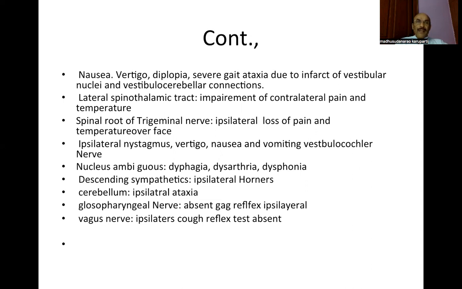These are the various manifestations of lateral medullary syndrome, and the underlying lesion and the mechanism of these manifestations are described in this pathophysiology of the clinical features of lateral medullary syndrome. They are related to the structures involved in the infarct.